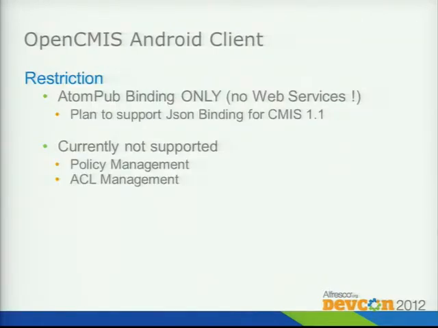The main restriction of this part is that we can use only the AtomPub binding. There are no web services available for this part. In the future, we plan to support the JSON binding for CMIS 1.1. Currently, there are only two parts that are not very well managed in this transformation: policy management and ACL management.